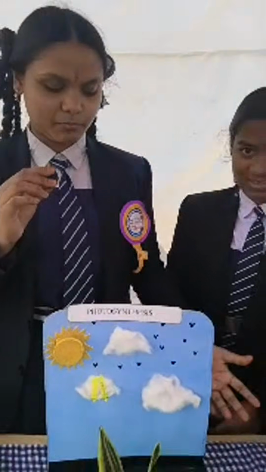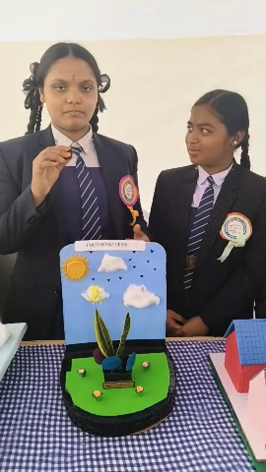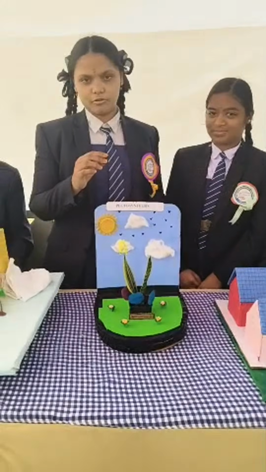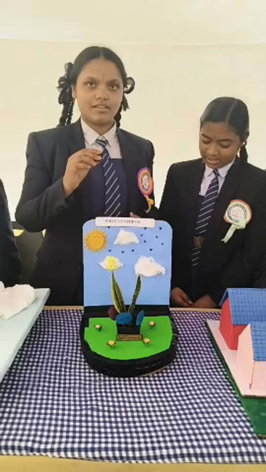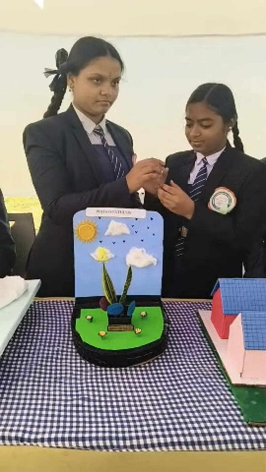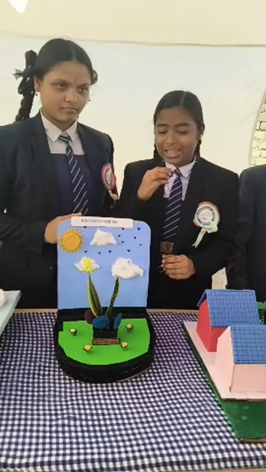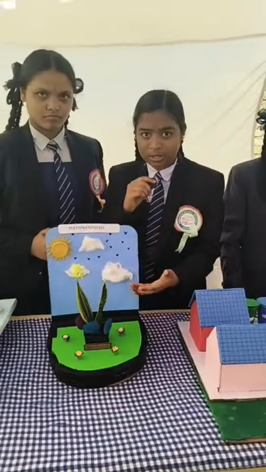Today we are going to explain about the photosynthesis model. Photosynthesis is the process by which plants make their own food. It occurs mainly in the green parts of the plants. The green pigment is called chlorophyll. They use sunlight to make their food. It takes place inside.